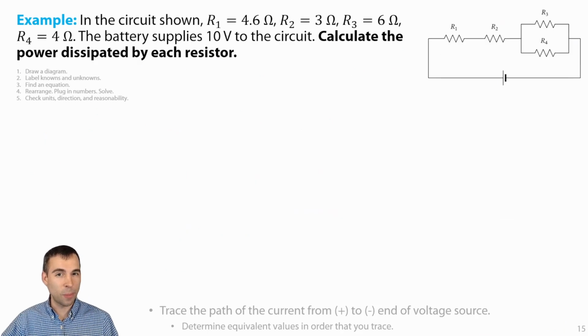So let's try a little bit more complicated example. In this case, we have 4 resistors, each with different resistance values, and a battery supplying 10 volts to the circuit. We're asked to calculate the power dissipated in each resistor. That's the power dissipated by resistor 1, 2, 3, and 4 separately. But this circuit has a mixture of series and parallel connections. So we're going to need to simplify it by drawing equivalent circuits.